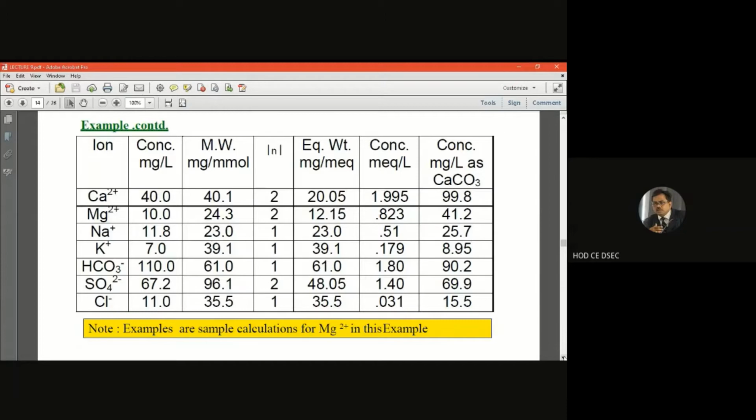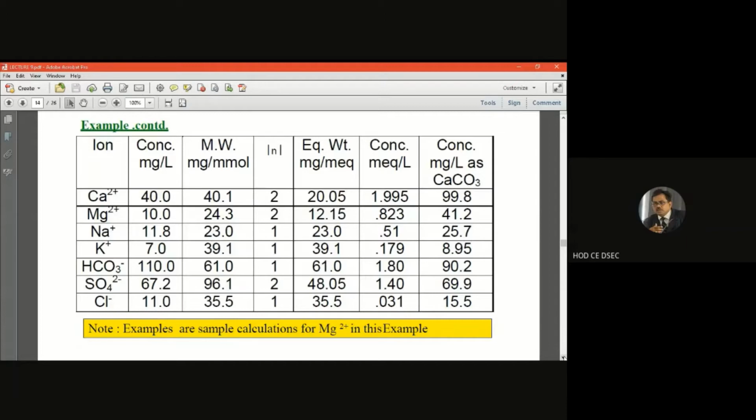Then valency also you get from the periodic table in chemistry. The calcium ion valency is 2, as it is Ca2+, magnesium Mg2+, so valency 2. Na+, so valency 1. Potassium K+, valency 1. HCO3 minus, valency 1. SO4 2 minus, that means valency 2. Cl minus, so 1. So from the ion concentration, you can see the corresponding valency in numerical form.